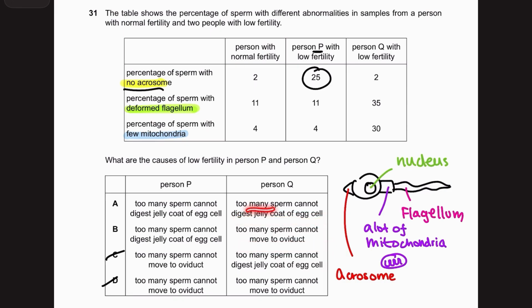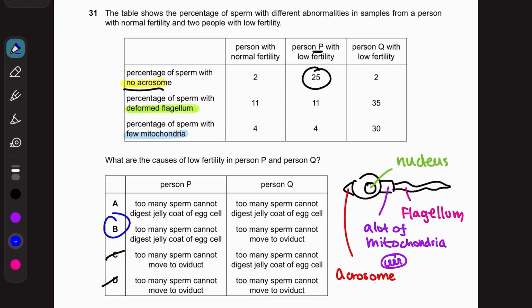Too many sperm cannot digest the jelly coat of the egg cell. No, because it's the same as this one, so that's definitely not. What about here? Too many sperm cannot move to the oviduct. That is correct, because if you have a deformed flagellum, that's the problem. Get it? So therefore, the answer is B.